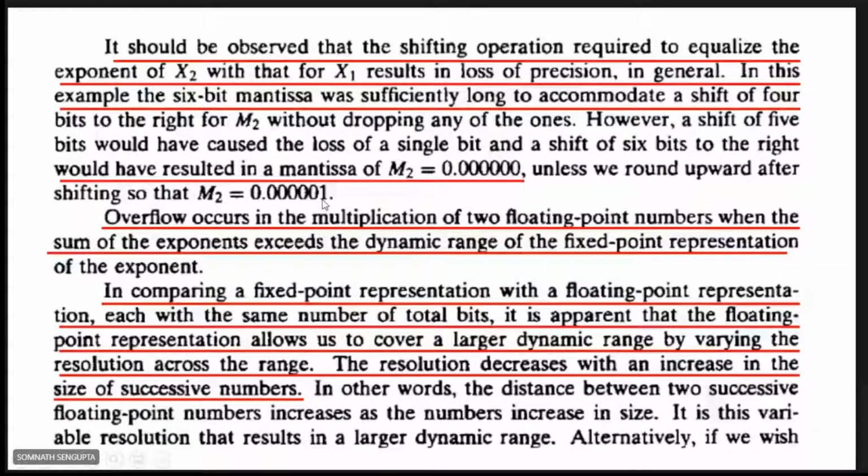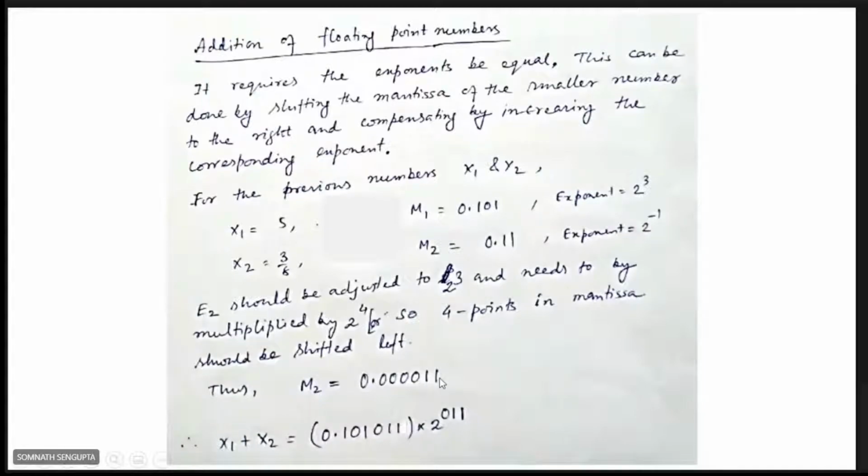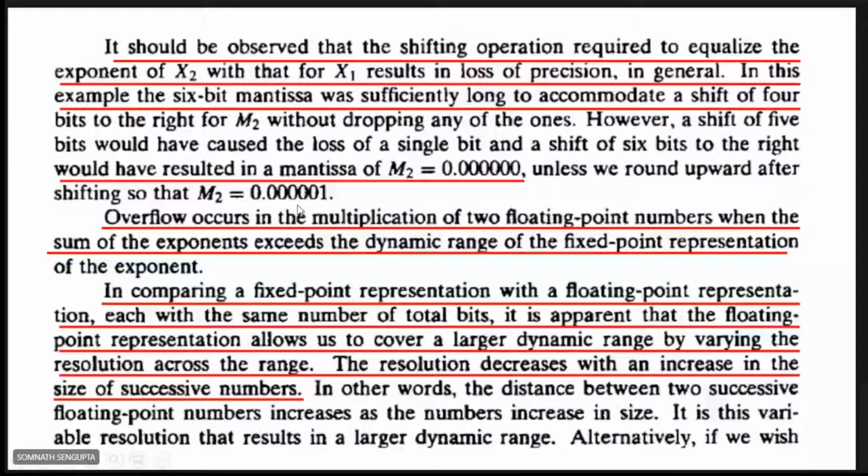Okay, earlier the number was 0.000011. All total say it is 6 bits in the magnitude part of the mantissa. But if there is a shift of 5 bits, then 1 bit will be lost. And if you shift it by 6 bits, then it will be all 0. So the number that was the actual number has now become erroneous. Okay, so this is one problem.